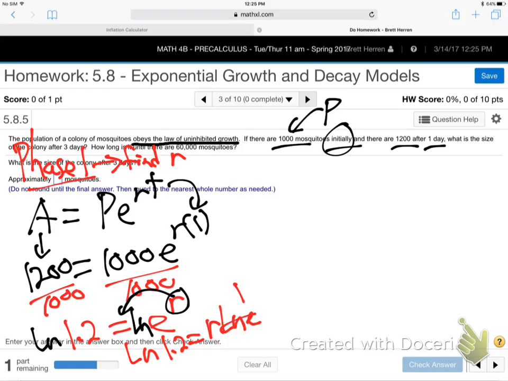And Ln of e is just 1. So that means Ln of 1.2 is r. R is just Ln of 1.2. That's the end of phase 1.